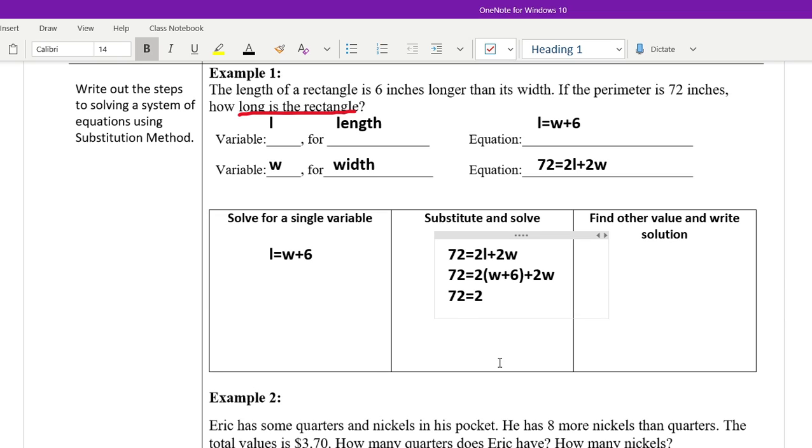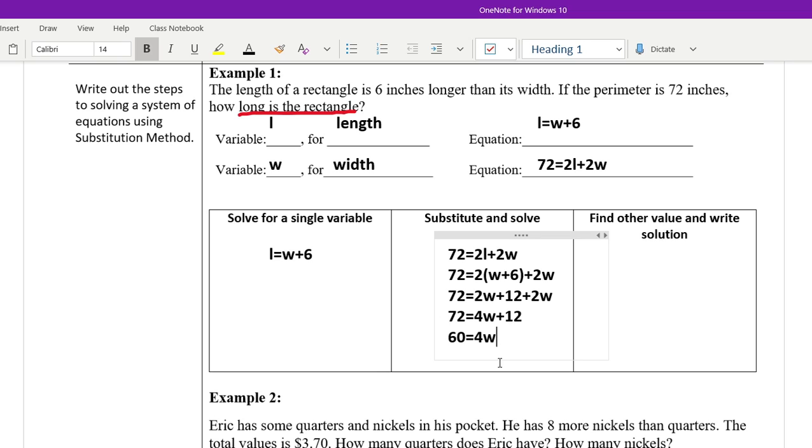2 times w is 2w. 2 times 6 is a positive 12. And we still have the plus 2w. From here we can combine like terms. 2w plus 2w is a total of 4w. And we're not doing anything with the 12, so we just write it back. We have 2 more steps. We want to subtract both sides by 12. So we'll have 60 equals 4w.